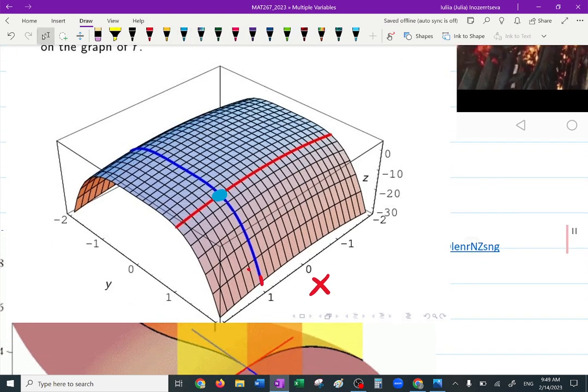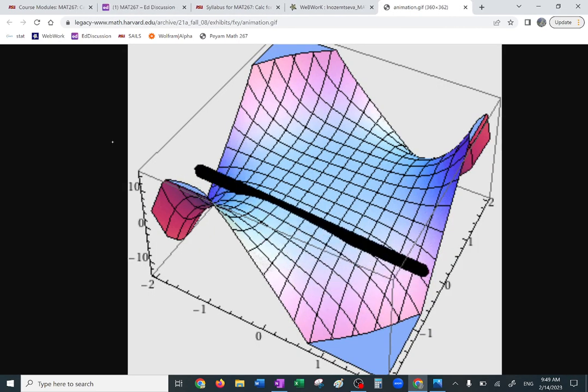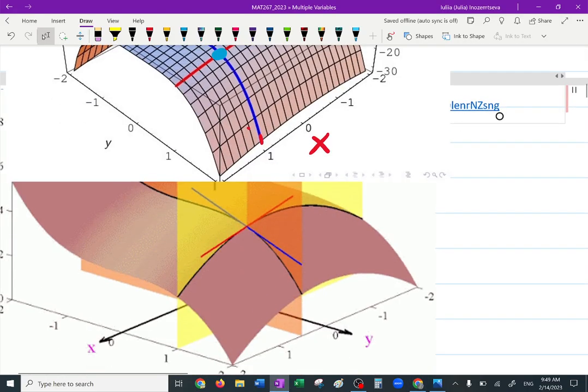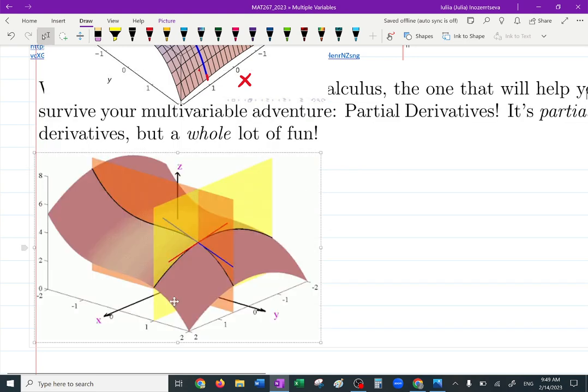Animation. No, that one is dead. Some links got deleted. It's fine. And this one. Let me try to move it out. This shows you a nice picture of different slicing planes.